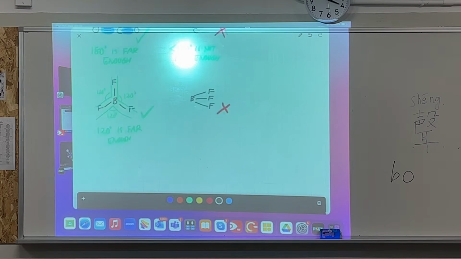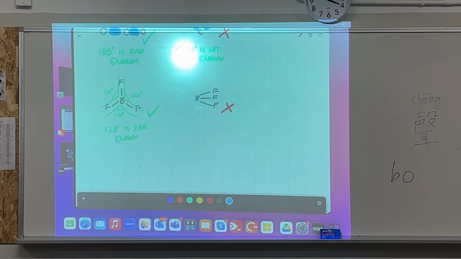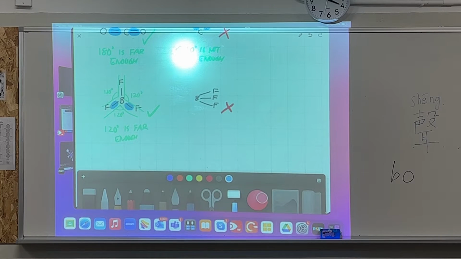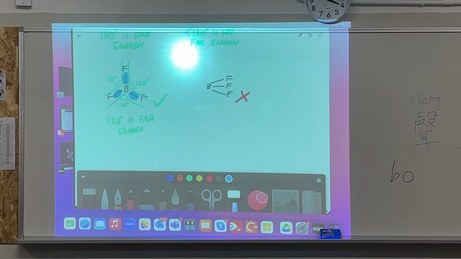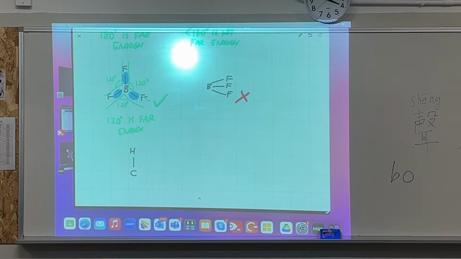So similarly, if you have 4 bonds, so 4 clusters of bonds. Let me just show you a molecule. You all should know this. CH4, what is the name of CH4? Butane. Butane is C4H10. Methane is CH4.